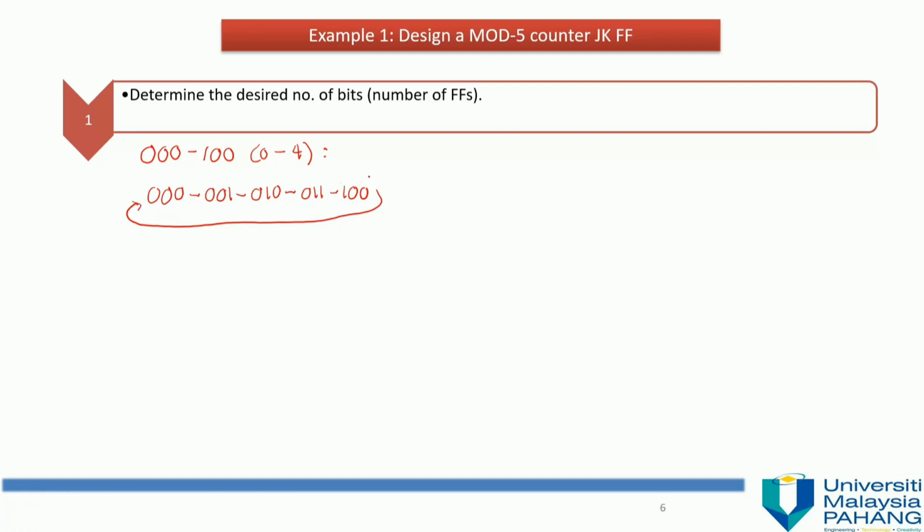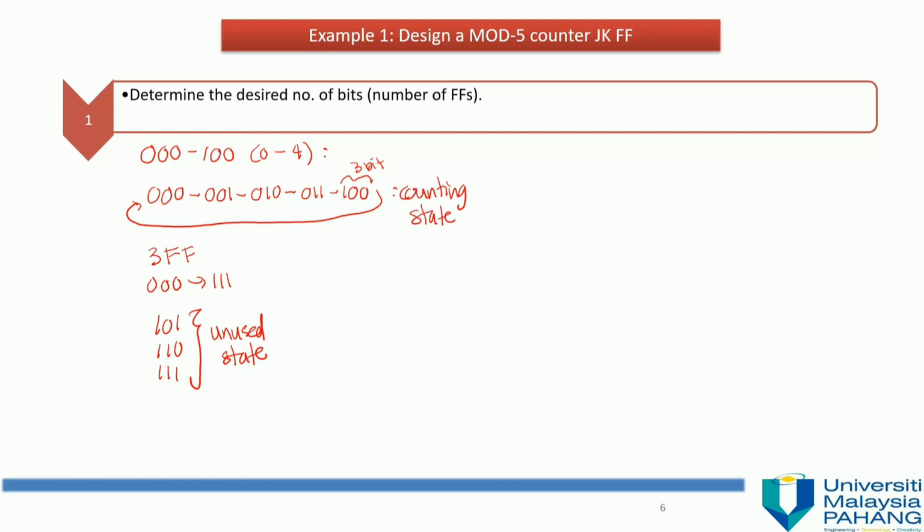To count until 4, we need a 3-bit binary number. Because of that, we have to use 3 flip-flops. If we have 3 flip-flops, we can count from 0,0,0 until 1,1,1. But in this counting sequence, we just want to count until 4 only. So after 4, we have 1,0,1, and then 1,1,0, and 1,1,1. These 3 states we call unused states, and the others counting states.